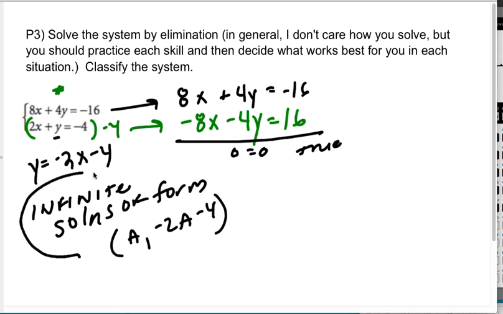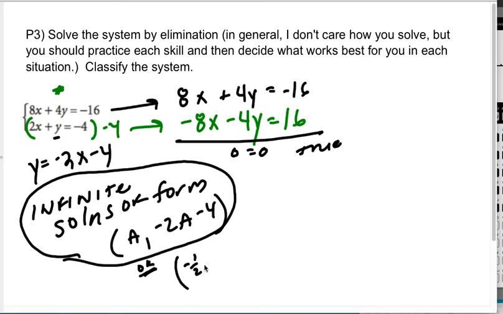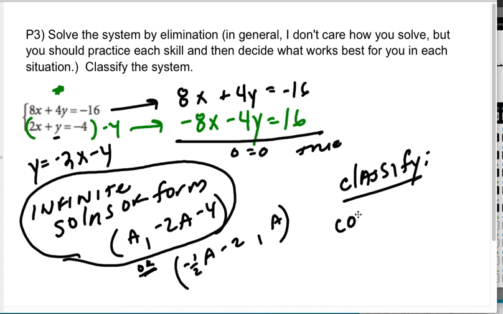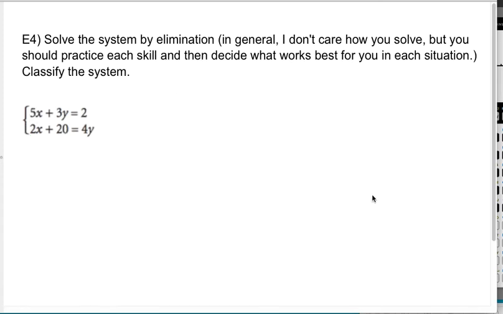And again, if you'd gone the other direction and chosen to solve instead for x, then you would end up with something that looks like this. So you would get negative 1/2 a minus 2, comma a, if you'd solved the other direction. And that's fine too, it's the same answer. If you're asked to classify, you're going to say that this is consistent, because that means it does have a solution, right? Dependent, right? Because it's the same curve, all right? Cool. So let's do an E4.